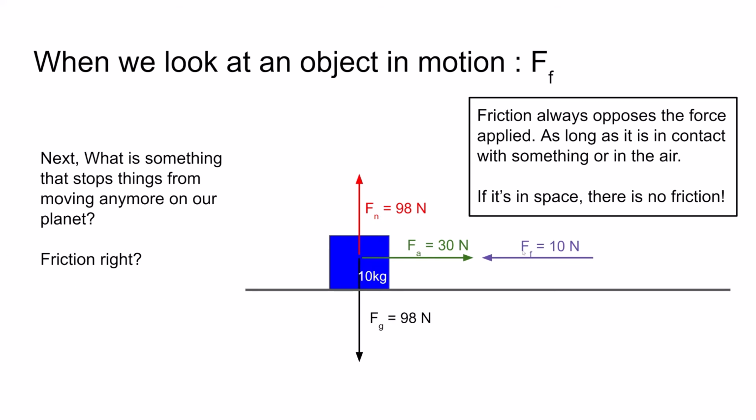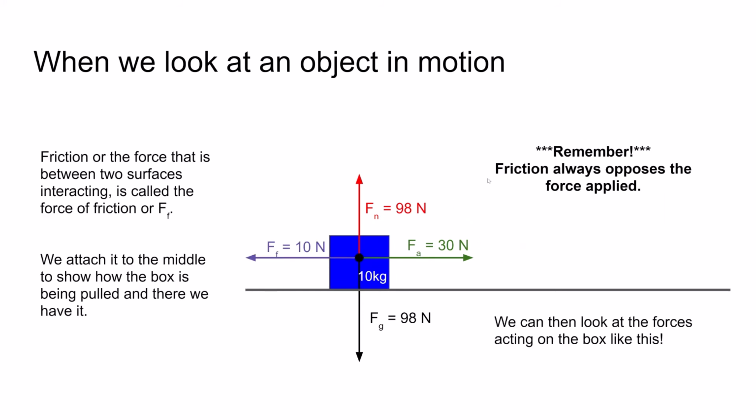So friction, like we said, has to oppose the applied force, meaning that the vector is in the opposite direction of the applied force. Say it's at 10 newtons. We attach that to the middle of the box like all the rest, so we can see that F of F points in the opposite direction. Okay? Remember, friction always opposes the forces that are applied. So we have a pretty nice free body diagram going so far.